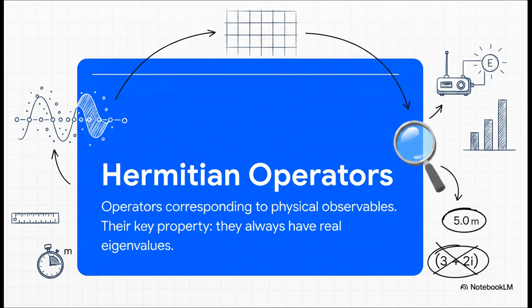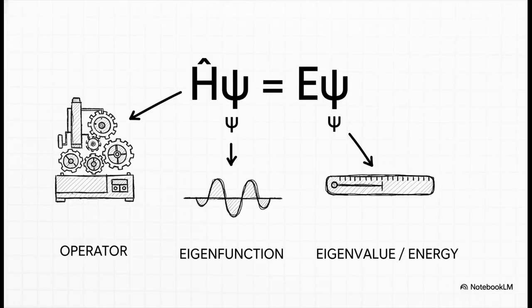And why is that so important? Well, when you go in a lab and measure something, you get a real number, right? You measure 5 meters or 10 joules. You never measure a result like 3 plus 2i joules. That would be meaningless. Hermitian operators are the mathematical guarantee that our theory will always predict real number answers for real-world measurements.